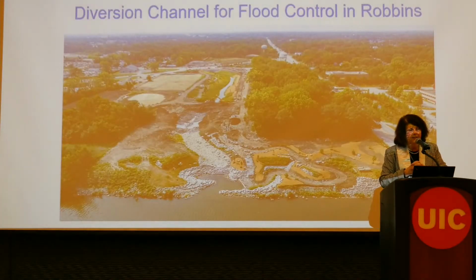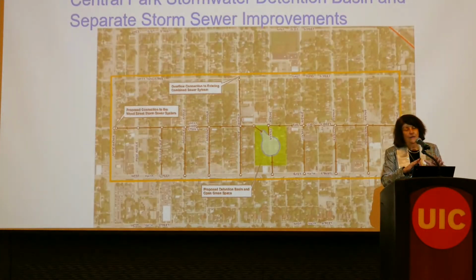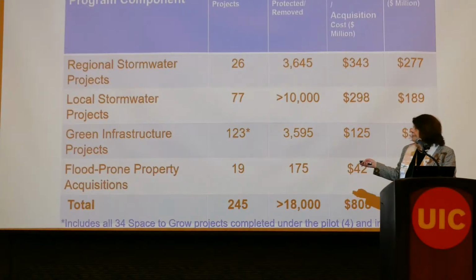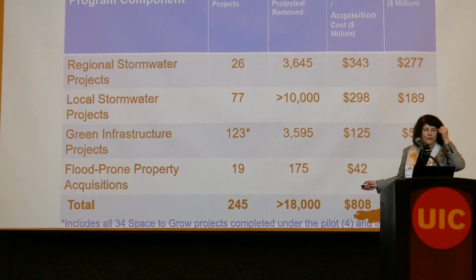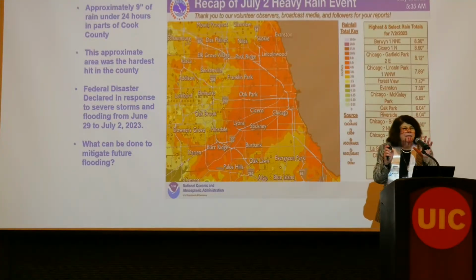So here is a project that we 100% funded in Robbins, Illinois. We create residents out of the regulatory floodplain. We hope to go out this summer for the construction of the Central Park Stormwater Detention Basin. It's an underserved community, and they're calling it Central Park. They're quite thrilled. So the overall, 18,000 structures protected, and here's the dollar values: $547 million spent on WRD, total project cost.